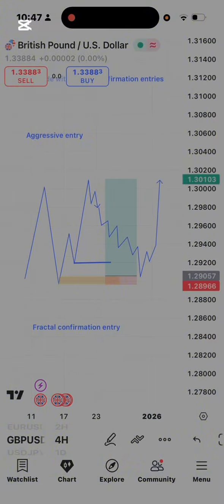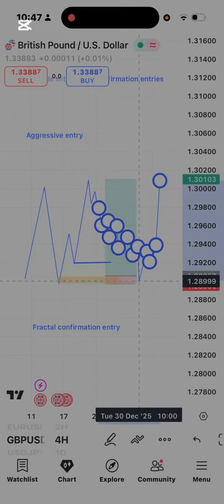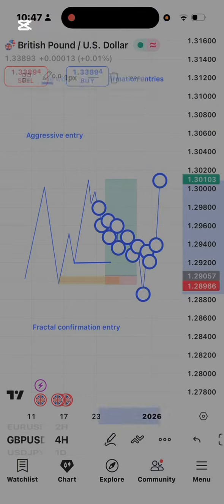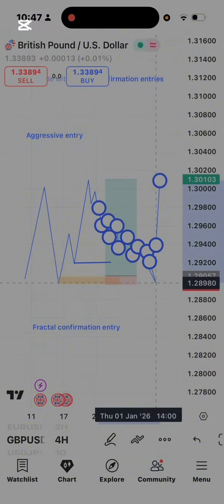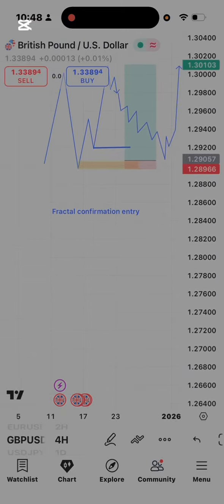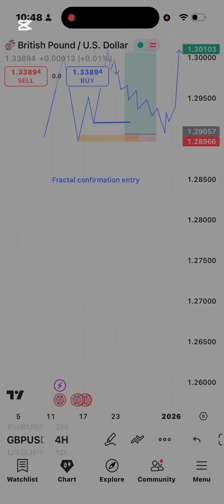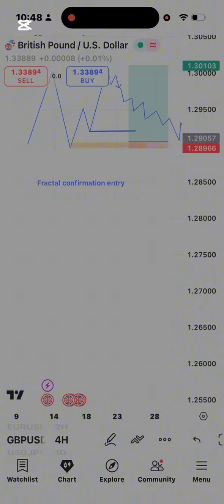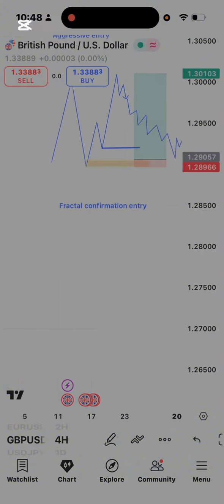Now something like that. But the funny thing about this aggressive entry, price can literally come and take you out here with this low. I don't know if you can clear this, but price can literally come and take you out. That's where fractal confirmation comes into place. Let me try to also sketch it for you. I'm going to show some chart examples. Now for fractal confirmation entry, you wait patiently.